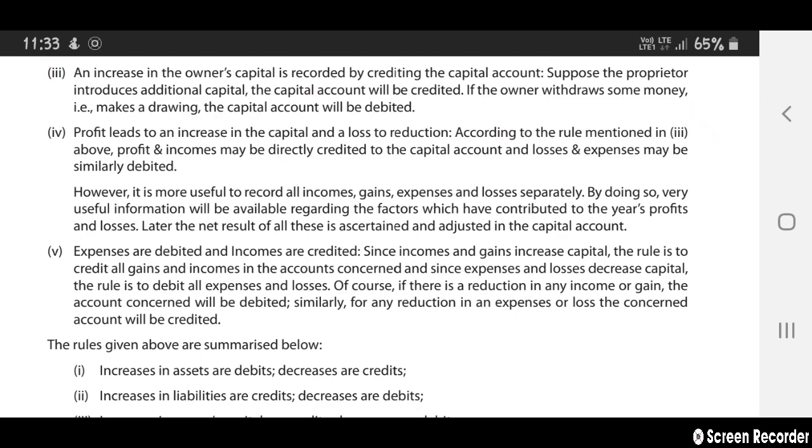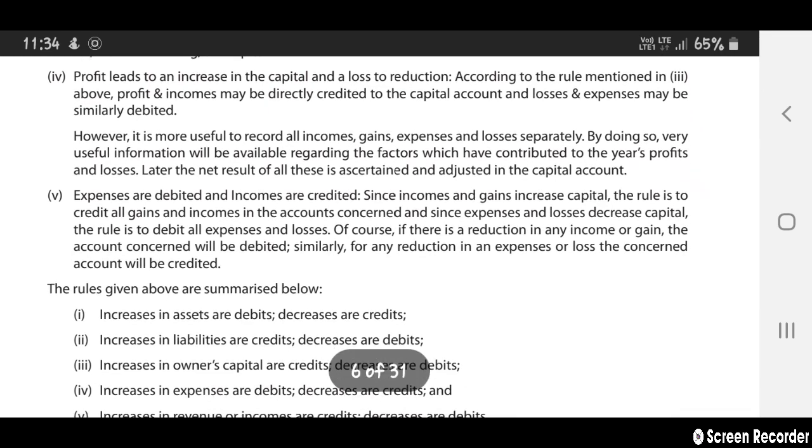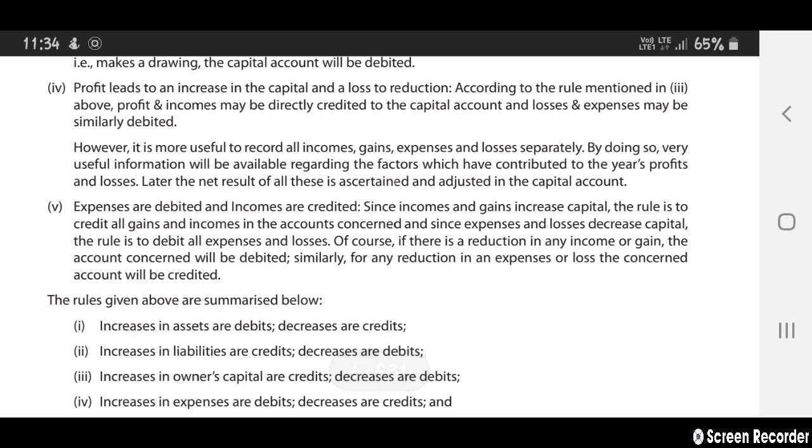If the owner withdraws some money, if he takes out some money, makes a drawing, then the capital account will become debited because he is taking the money out. Before, the money was coming in from him, so it is credited. But now he is taking the money out, so it is debited. Next, profit leads to an increase in the capital, and a loss leads to a reduction. As you all know, profit leads to an increase in capital, and loss leads to the reduction. It is a common idea of business.